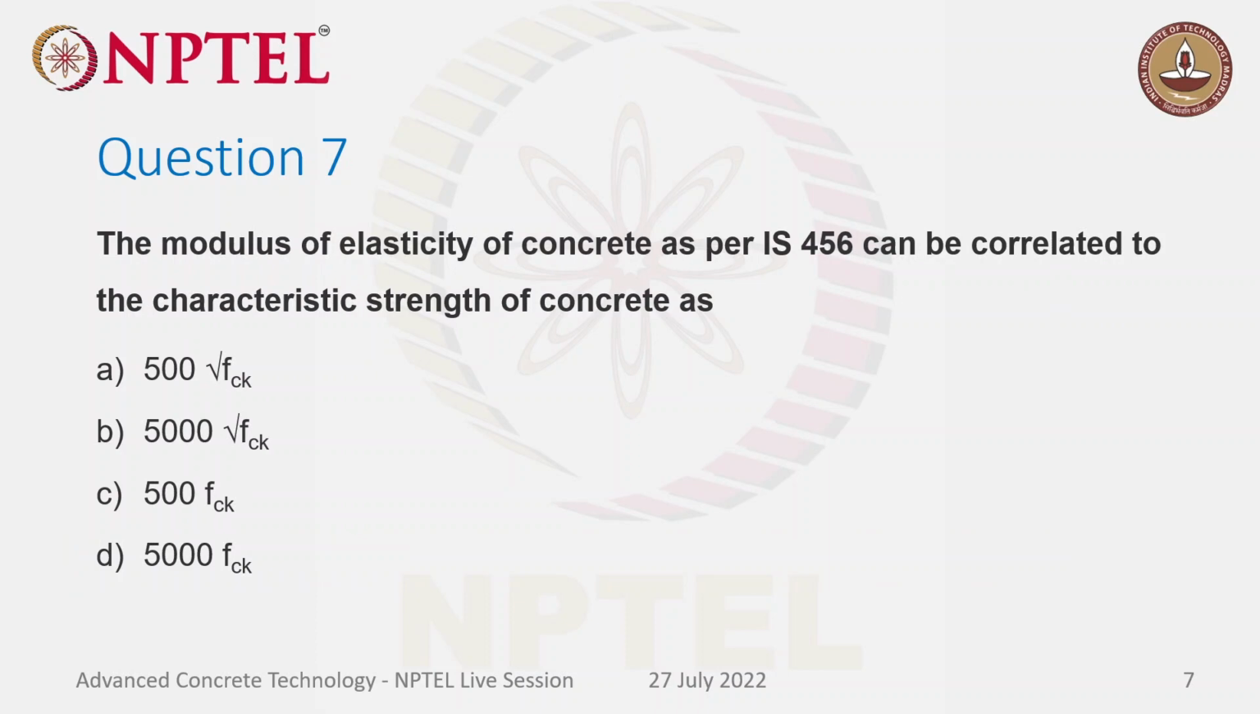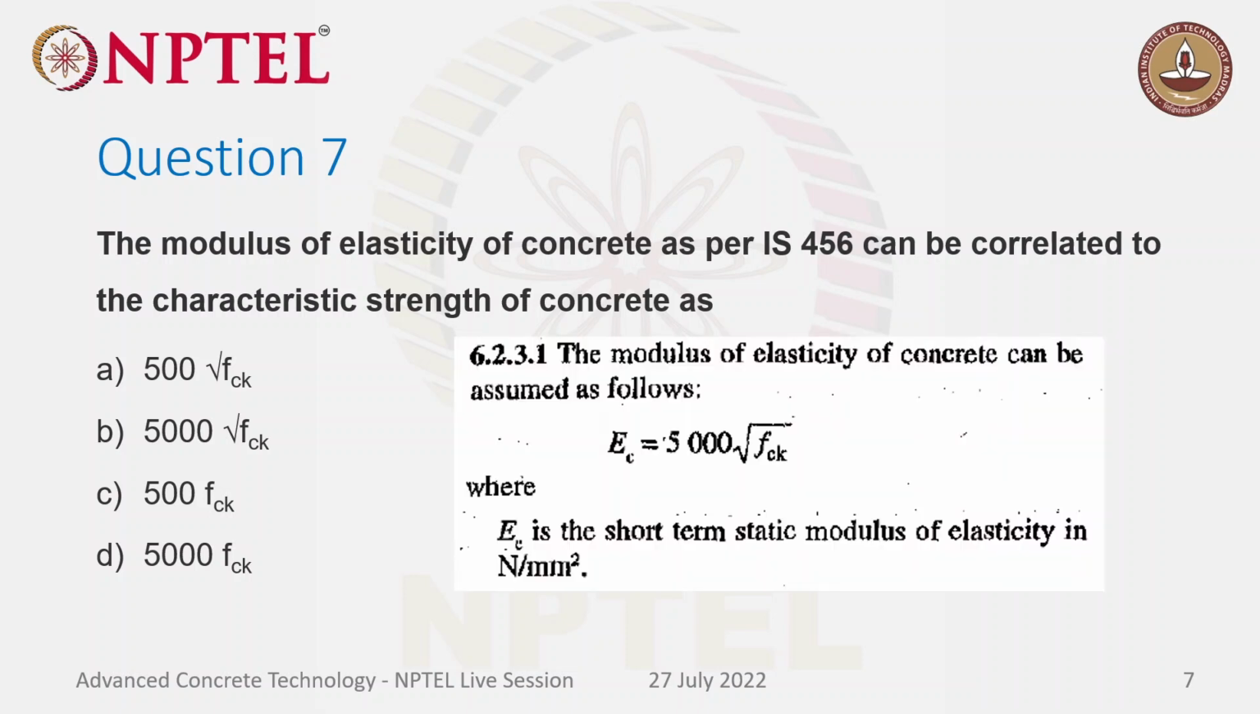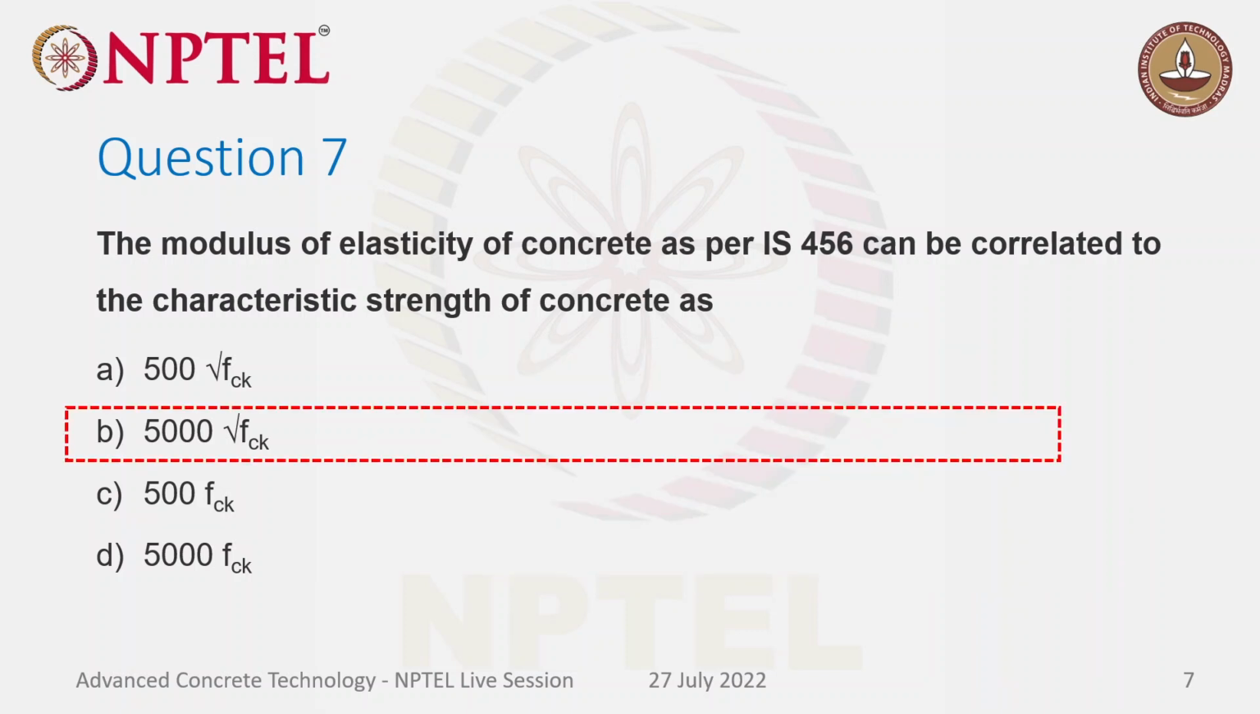Moving to question 7. The modulus of elasticity of concrete as per IS 456 can be correlated to the characteristic strength of concrete. This is a very direct question, which is from the IS 456 code. I hope everyone knows the answer. You can give your answer in the chat box. It is an empirical equation. What is the modulus of elasticity for normal strength concrete? That is the proper way of questioning this. So it is E equal to 5000 root of fck. So the answer is option B. I hope you guys got the answer.